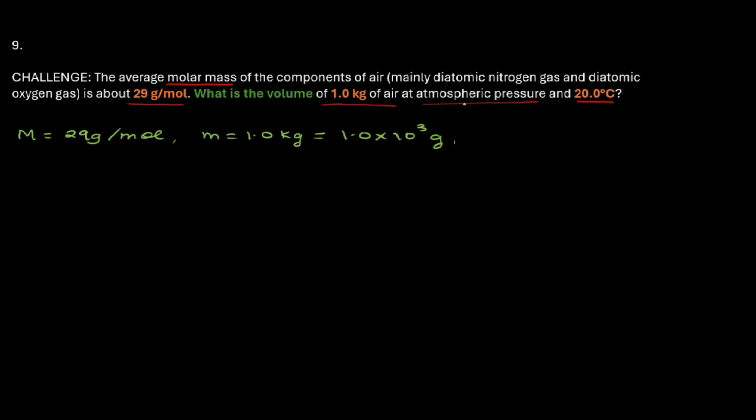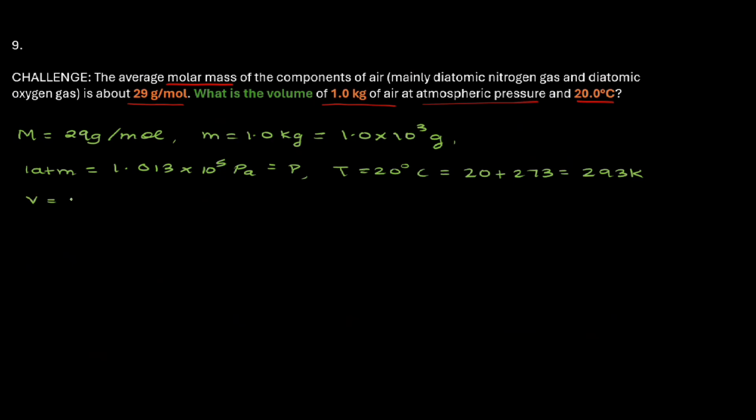Then we have the air at atmospheric pressure. So we know that 1 atmosphere is equal to a pressure of 1.013 times 10 to the power 5 Pascal. This will be my pressure P. Temperature of the air is 20 degrees Celsius. We convert this to Kelvin by adding 20 to 273. That gives me 293 Kelvin. We need to find volume of air.